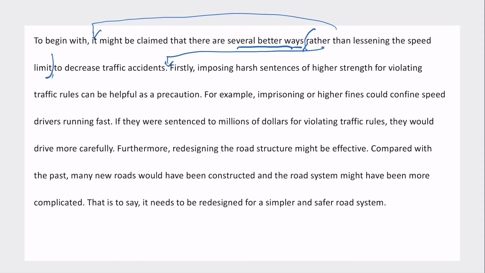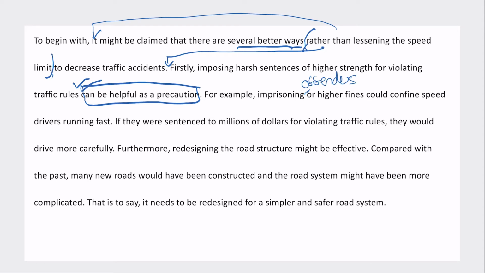Okay. Firstly, imposing harsh sentences of higher strength for violating traffic rules can be helpful as a precaution. Okay, can be helpful as a precaution. What a great phrase. Nice vocabulary, very natural sounding. For example, imprisoning or higher fines. Imprisoning offenders, yeah, you say imprisoning who?